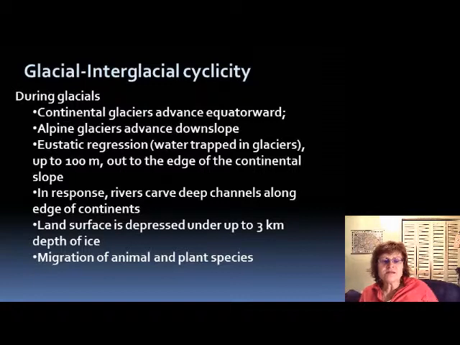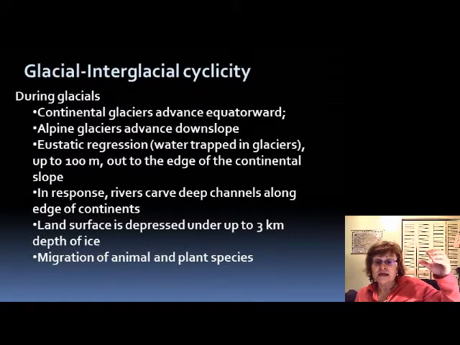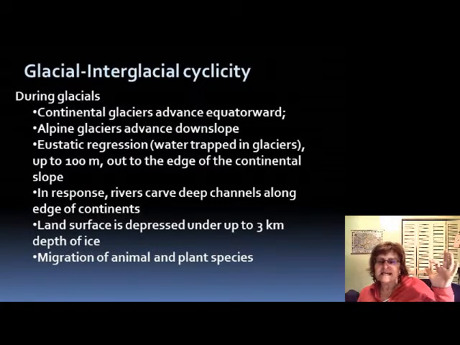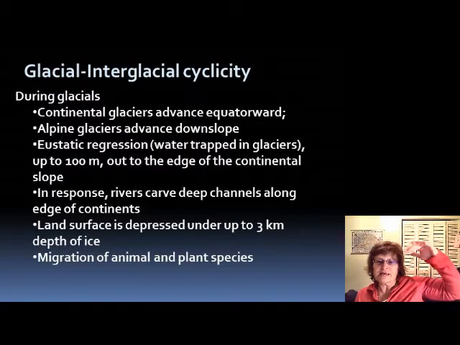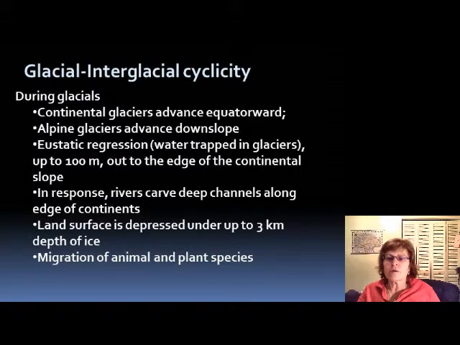In response, the rivers have to cut down because the sea level is going down. So they will actually cut into their own terraces, which means sediment which was deposited by them before. In this case, the land surface is depressed under up to 3 kilometers of ice. So remember, the thickness of the ice could be 1.6, 1.7 miles thick. And of course, when the cold climate is coming in, the animals have to migrate into warmer areas.